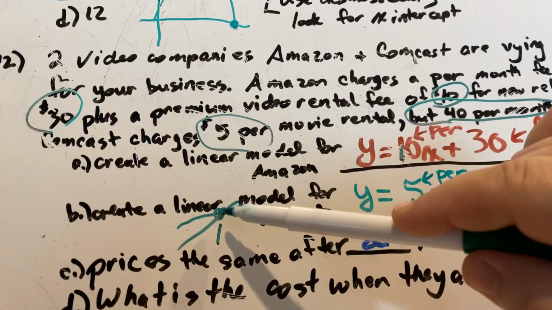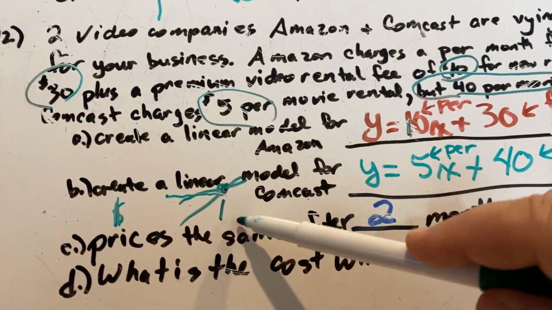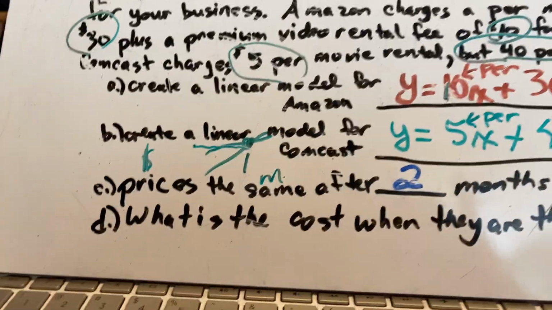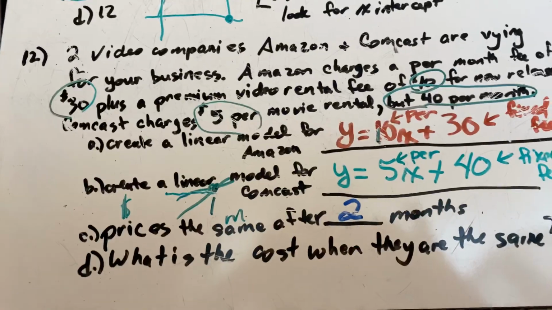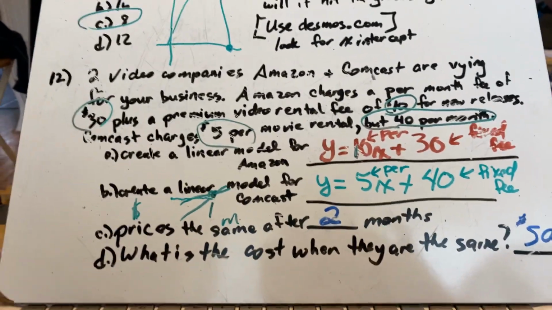If you're in Desmos, you're going to go over here. This is going to be the price, and this is going to be the months. The months will be your x-axis. The price will be your y-axis. Okay? Hope that's helped you.